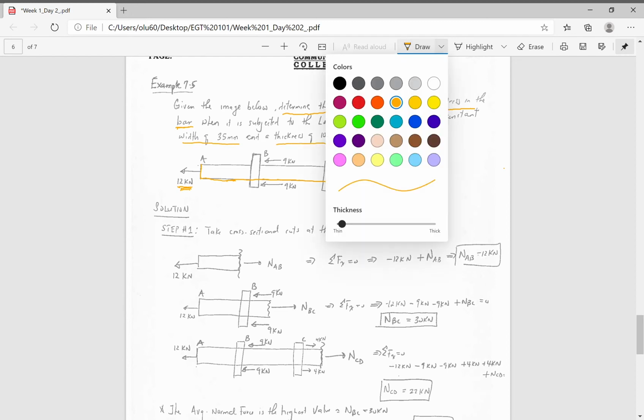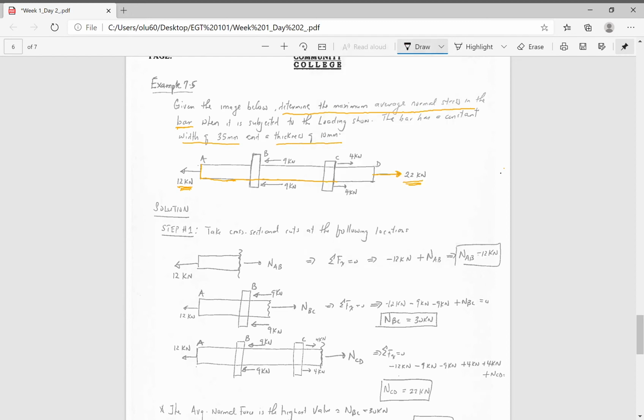So what we have to do here is find the internal loadings within the bar. But this time we're only finding the normal loading, the normal force. If we want to find the maximum average normal stress, we need to find the maximum average normal force.